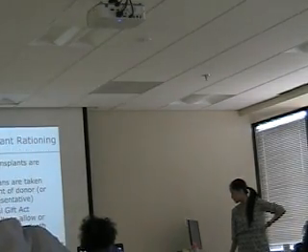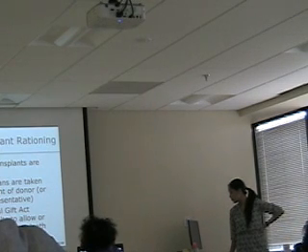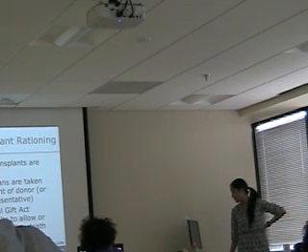Transplant rationing. So how are we going to decide? In the donation model, organs are taken with the consent of the donor. Under the Uniform Anatomical Gift Act, a person is competent to permit use of their organs after death. So that's part of the uniform act.